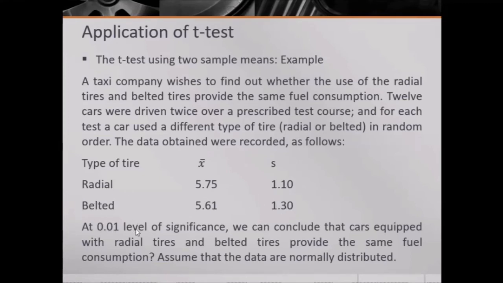At 0.01 level of significance, we can conclude that the cars equipped with radial tires and belted tires provide the same fuel consumption. Assume that the data are normally distributed. Okay, so ito yung ating situational problem. So, again, ang ating first move ay kuhanin natin yung null and alternative hypothesis.